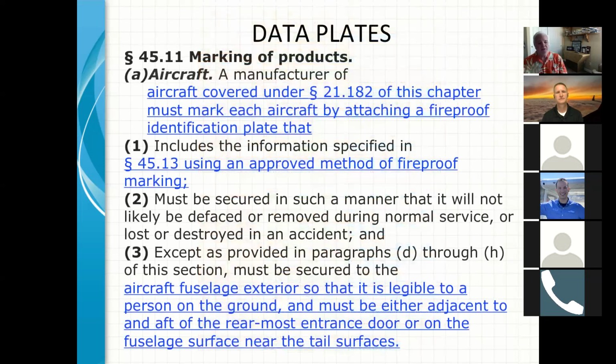Data plates, still have people not realizing that they have to have a data plate on board the airplane is one of the required documents. So someone asked me to put that slide back up again with the actual regulations on that.